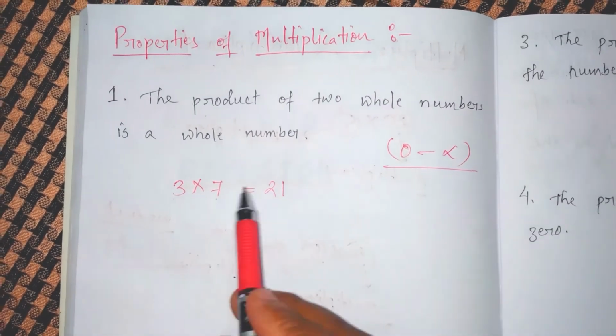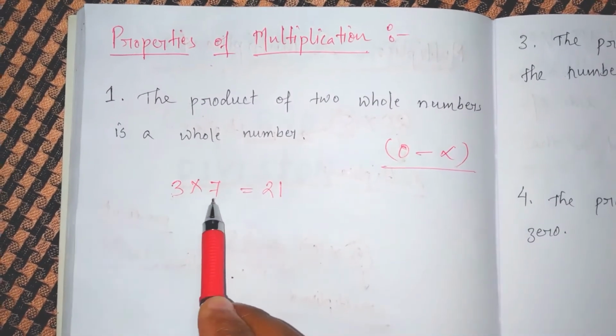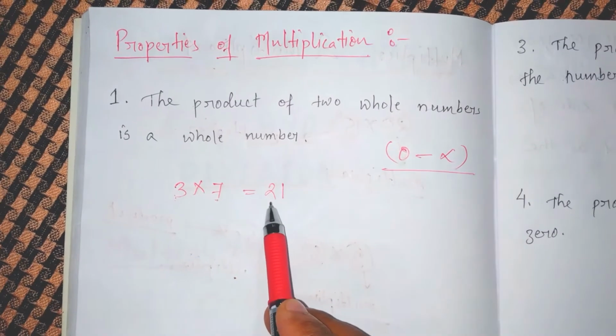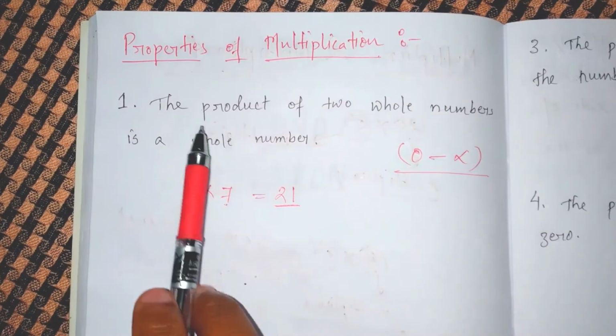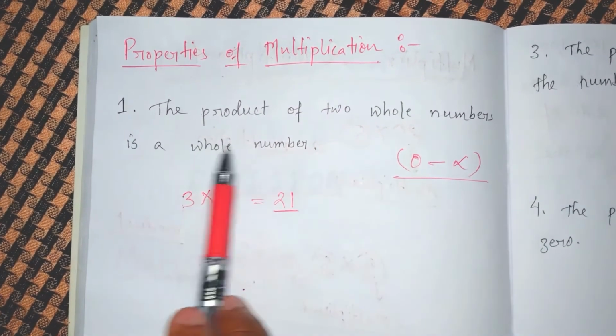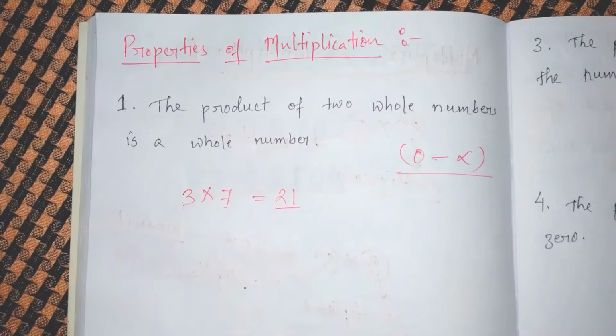And as you can see, this 3 is a whole number, 7 is a whole number, and the product that you have got is also a whole number. So this is the first property: the product of two whole numbers is a whole number. So let's see the second property.